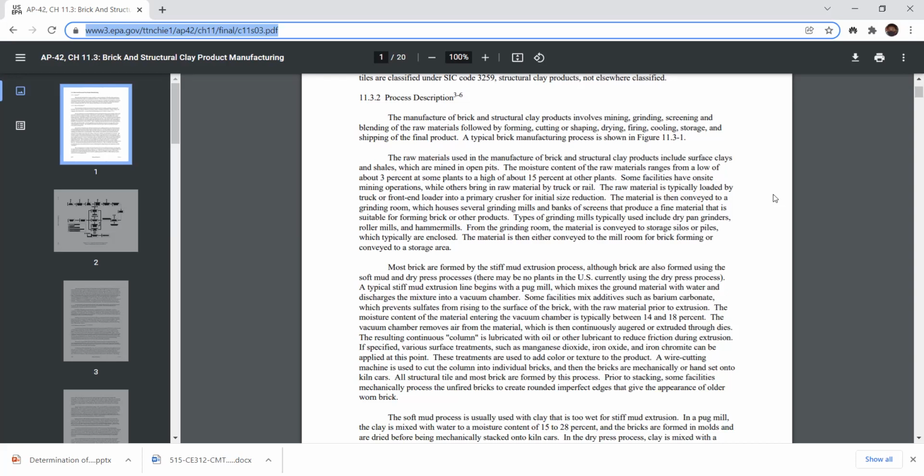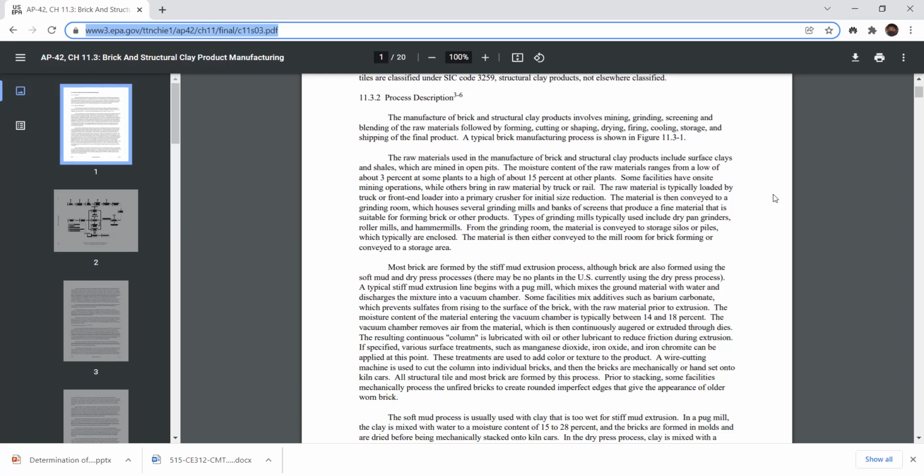The raw materials used in the manufacture of brick and structural clay products include surface clays and shales, which are mined in open pits. The moisture content of the raw material ranges from a low of about 3% at some plants to a high of about 15% at other plants. Some facilities have on-site mining operations, while others bring in raw material by truck or rail.